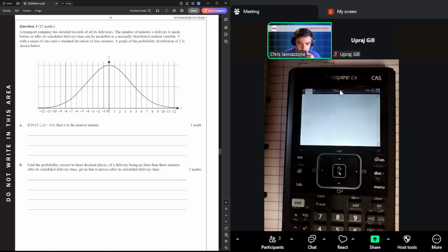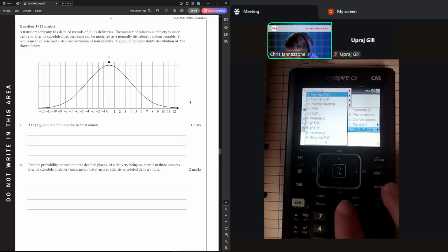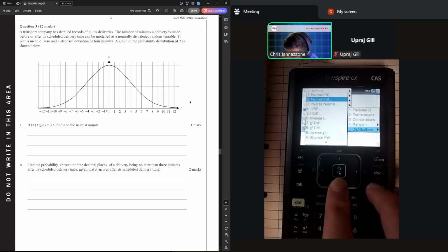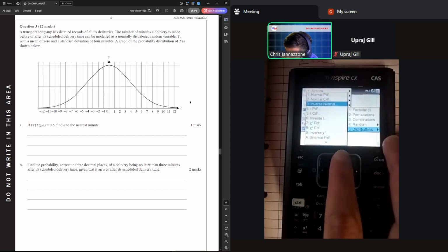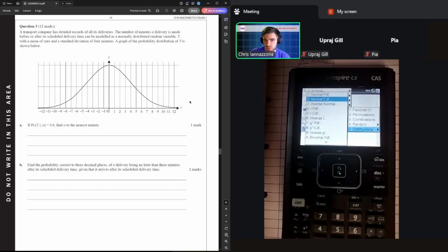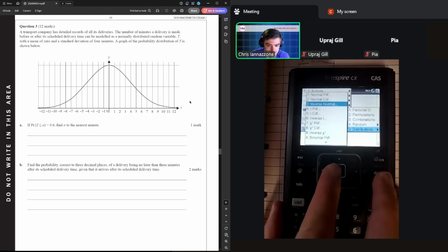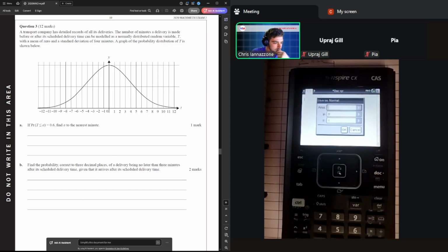So, normal distribution. There's a couple of things to keep in mind. There are only two real CAS functions to work with for it: normal CDF and inverse normal. Normal CDF you use whenever you want to find a particular probability. In this case, we're given a probability, so we're not trying to find one, so CDF is out of the question. That means the inverse normal is the next thing we should consider.